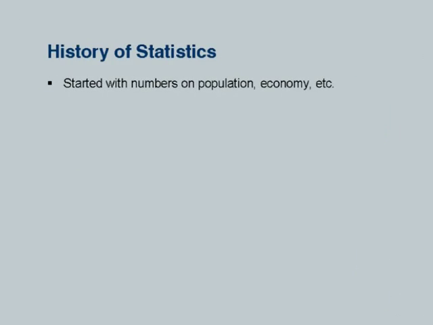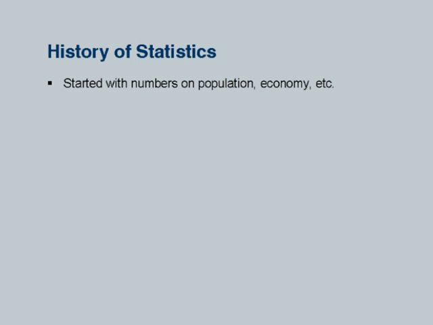Okay, let's begin with the history of statistics. Okay, in fact, we will look at the origin of the word statistics and so on. So the history of statistics started with numbers on population, economy, etc. Of course, in this book, Sheldon Ross talks about what happened in Great Britain, in London. A lot of things seem to have started with plague. You know that plague killed a large number of people. It was prevalent for many hundred years, okay?